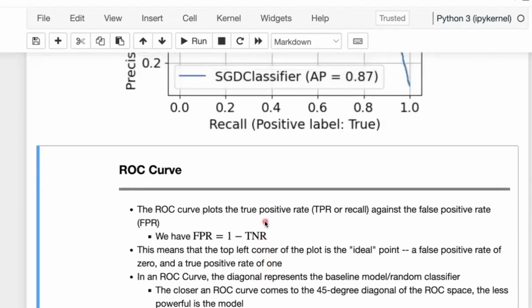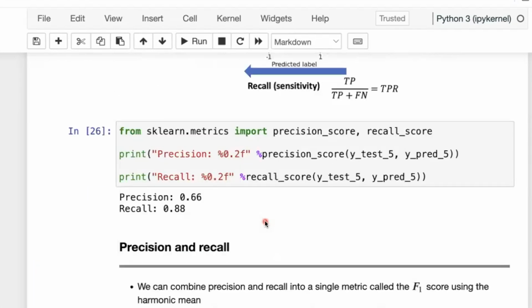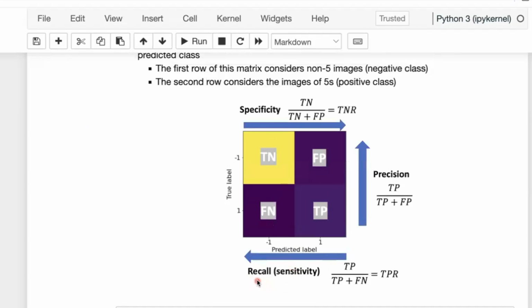Another thing that we can do, which is similar to the precision recall curve, is the ROC curve. And in this case, what we do is we plot the true positive rate, or TPR, and we know that this is called recall, if we recall, right? So this is the recall score, which is the true positive rate.